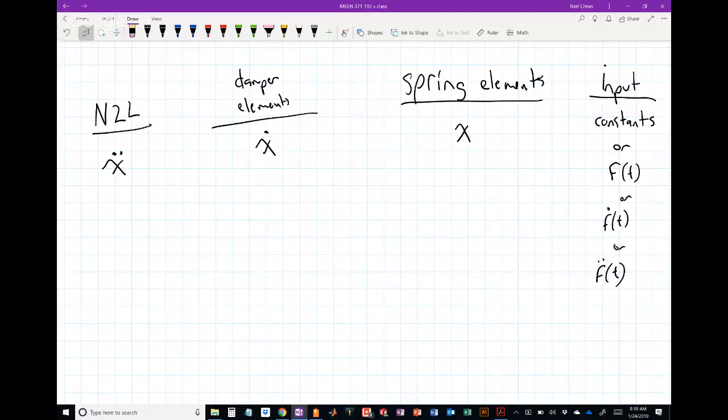So here we've got our double dot, dot, and no dot. Combining all of these makes our differential equations. If there are dampers, it'll have this term. If there are springs, it will have this term. Sometimes they will have one or the other, or both, or neither.